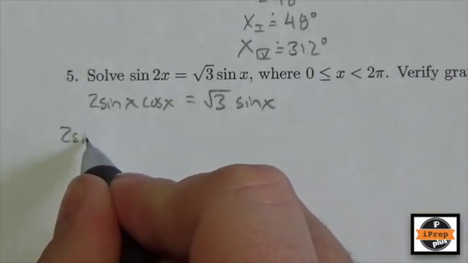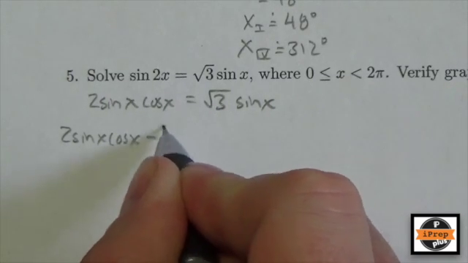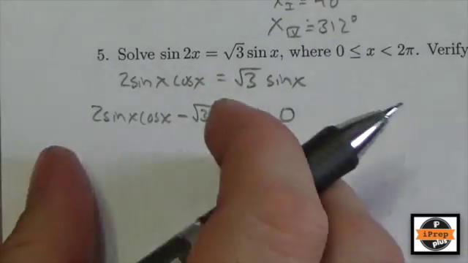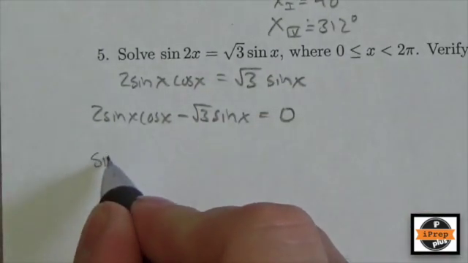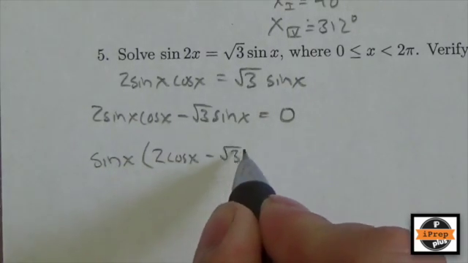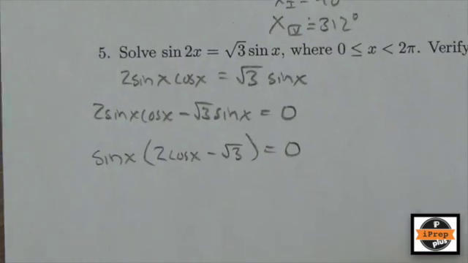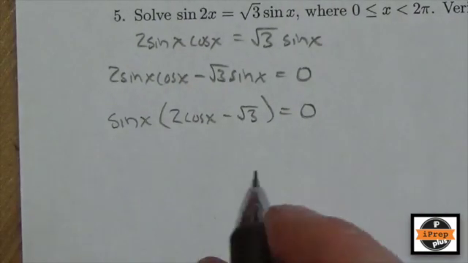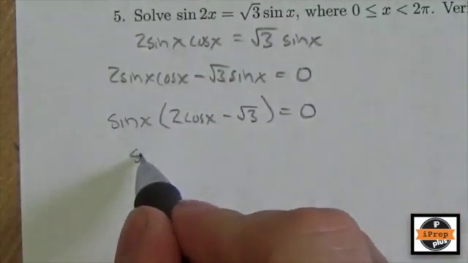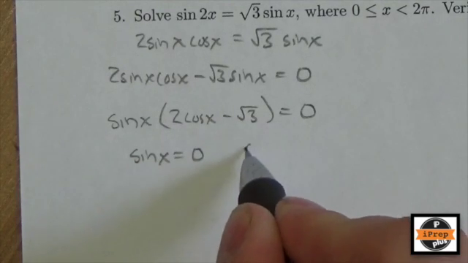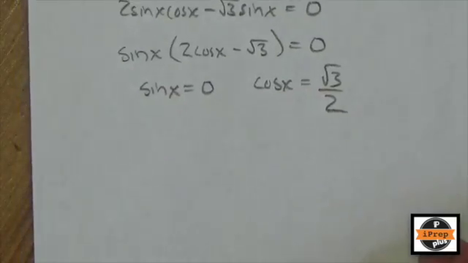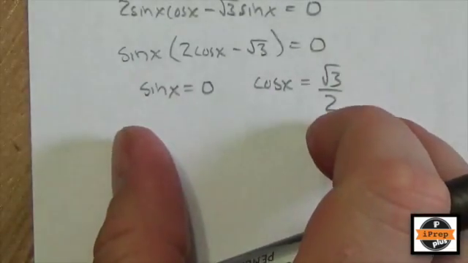And so this will become 2 sine of x cosine of x minus √3 sine of x is equal to 0. And now what we want to do is factor that. So the sine of x multiplied by 2 cosine of x minus √3 is equal to 0. And this gets us two different equations, corresponding to the two different factors here. Either the sine of x is equal to 0, or the cosine of x will equal √3 over 2. And individually these are fairly easy to solve.